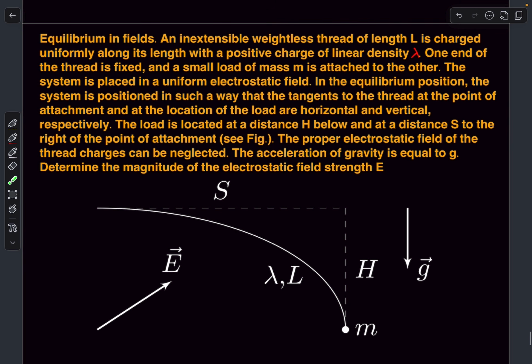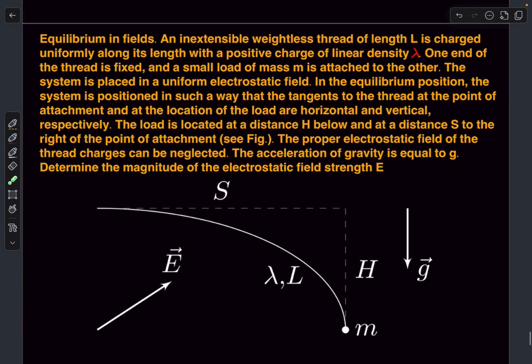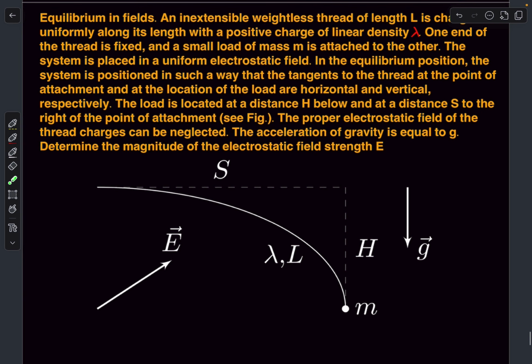So we only have to consider this uniform electric field when it comes to force calculations. The acceleration due to gravity is g, and it is vertically downwards. Finally, the question is that we have to determine the magnitude of this field E. So pause the video and give this problem a try, and then check out the solution.